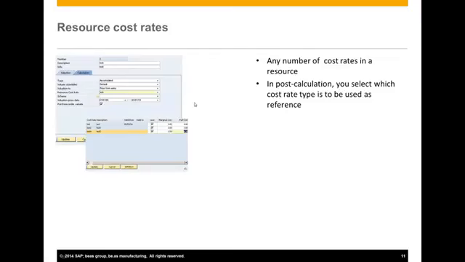Looking at our next slide, resource cost rates. Within the resources you can now also store more cost rates, like for example you do with a price list for material. In the post calculation, the required resource cost rate can then be used. Currently this is only supported in the post calculation.